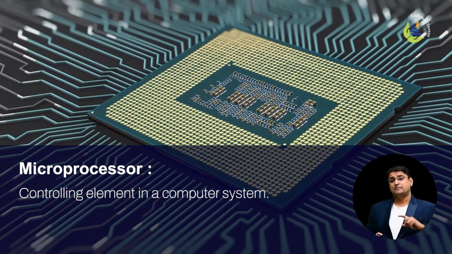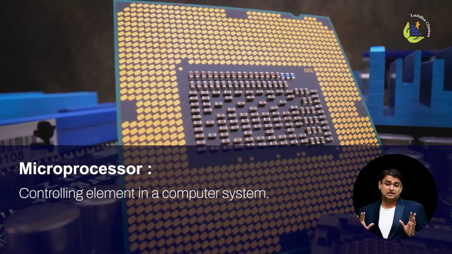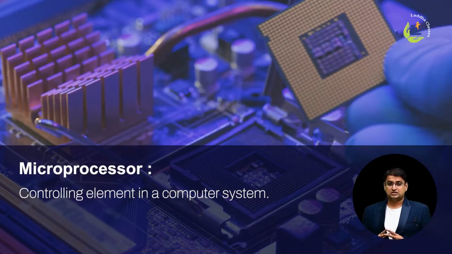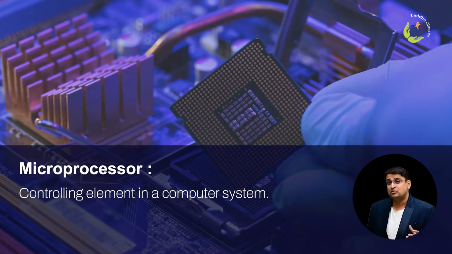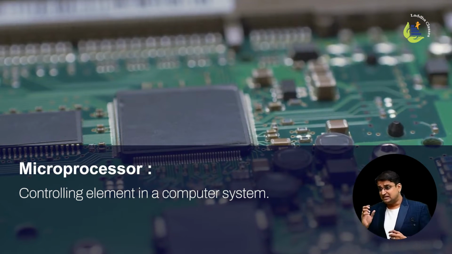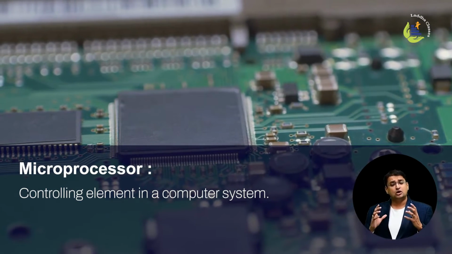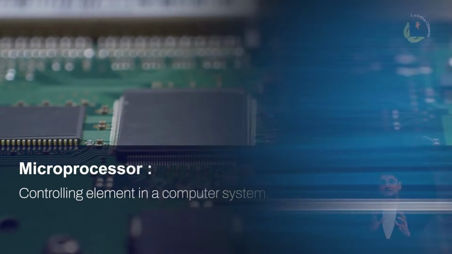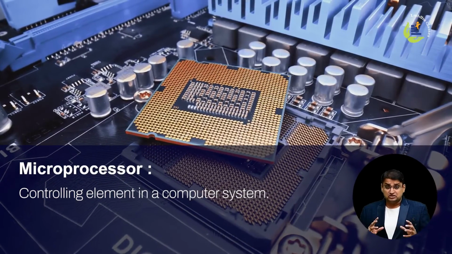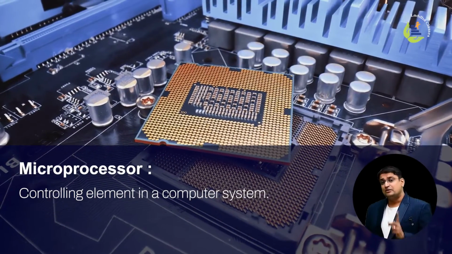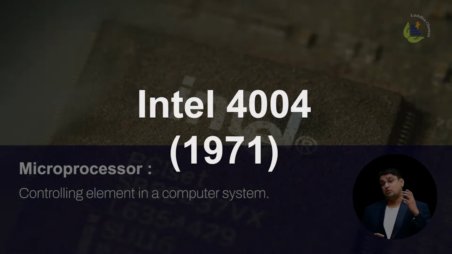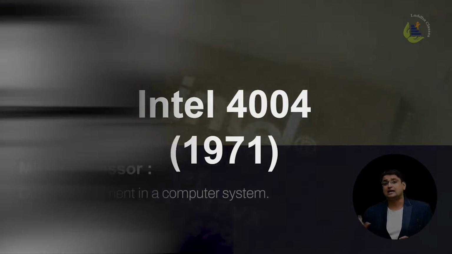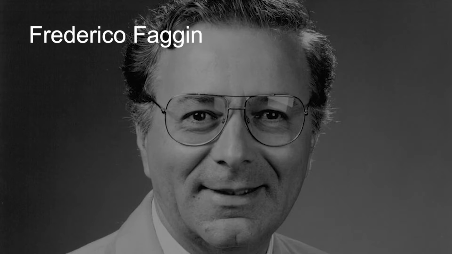Microprocessor. It is the controlling element in a computer system and is sometimes referred to as the chip. Microprocessor is the main hardware that drives the computer. It is a large printed circuit board which is used in all electronic systems such as computer, calculator, digital system, etc. The speed of CPU depends upon the type of microprocessor used. Intel 4004 was the first microprocessor made by Intel in 1971 by scientist Ted Hoff and engineer Federico Faggin.